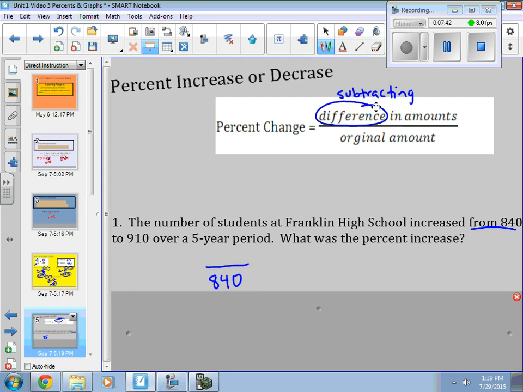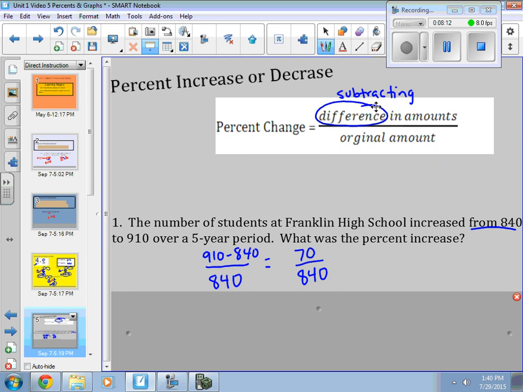So they don't tell us the difference here. We need to subtract. So what we're going to have to do is take 910 students minus the original 840 and see what is the difference there. Okay, and that would end up being 70 students. So 70 is the difference, 840 is the original amount. Now if we change that into a percentage, then we have the answer.